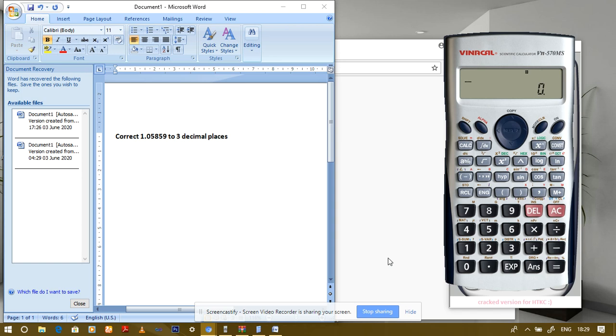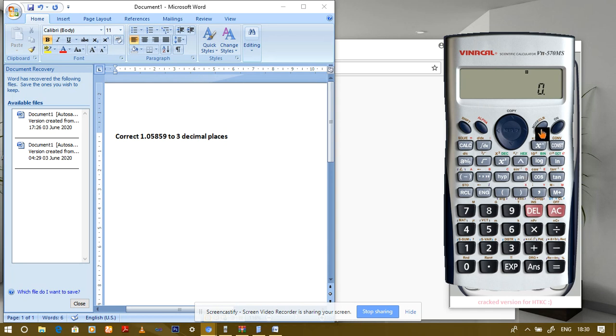Use the VN570 MS or the FX991 MS. So quickly, let's move straight into the question. We have to correct 1.05859 to 3 decimal places. As simple as that. This is what we do. We move straight to the calculator.